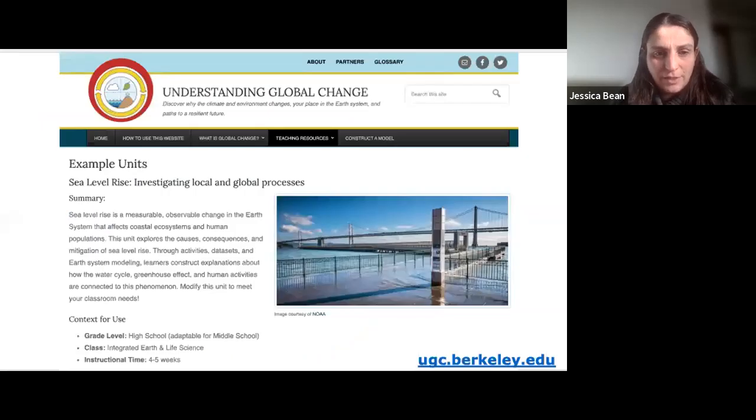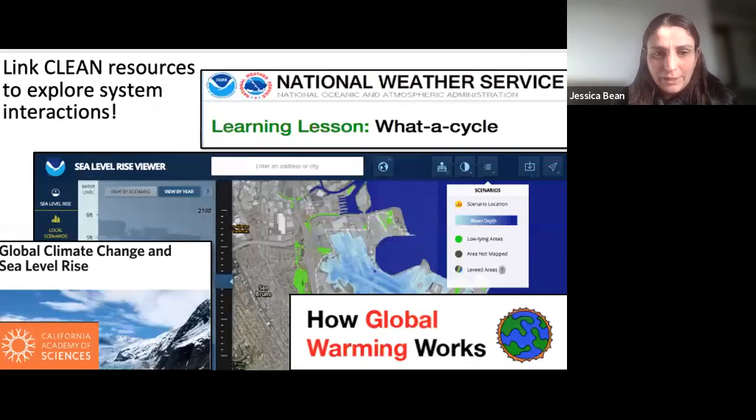We do have a number of units that are now posted on our website. The sea level rise unit has been used pretty widely. We actually did a test a number of years ago with over 1,000 students. And as I mentioned earlier, it really contains a lot of clean resources. The goal is to link together high quality resources, data sets, visualizations, interactive labs and games that really help build a more complex understanding of sea level rise, why it's happening, and also what do we do about it? What are the ways that we can adapt and mitigate sea level rise?